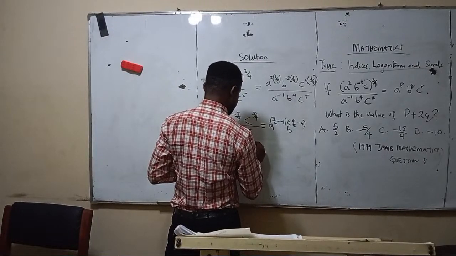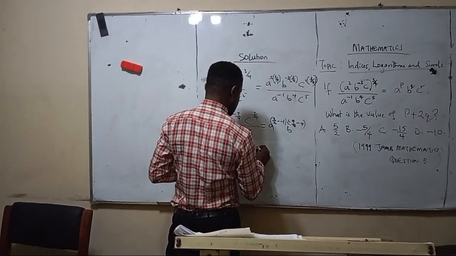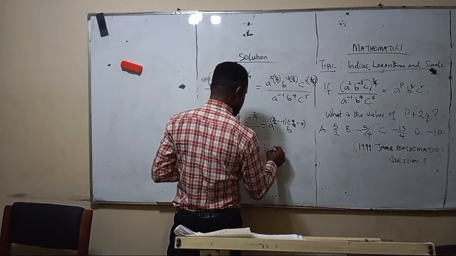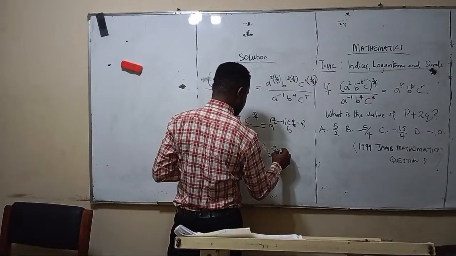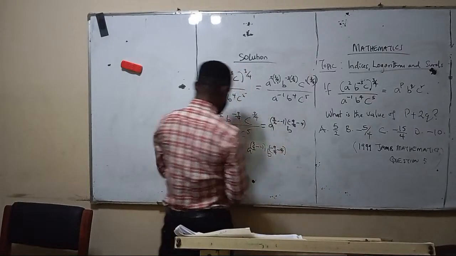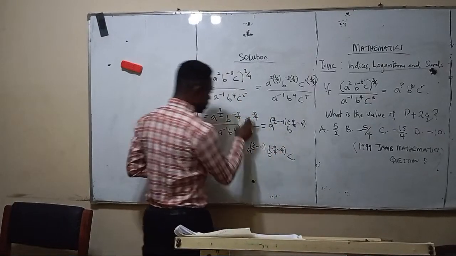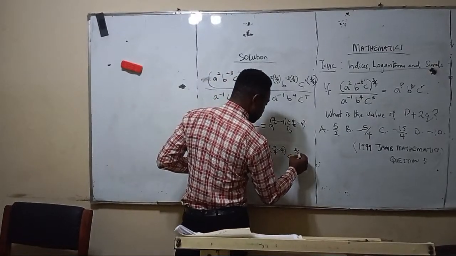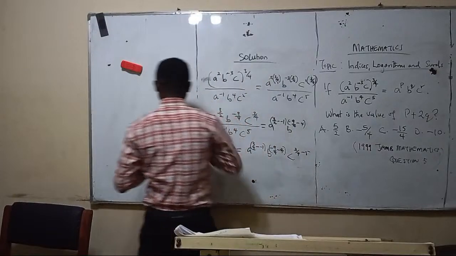A raised to power 3 over 2 minus 1. B raised to power minus 9 over 4 minus 4. Then C raised to power 3 over 4 minus 5. So I can now clean here.